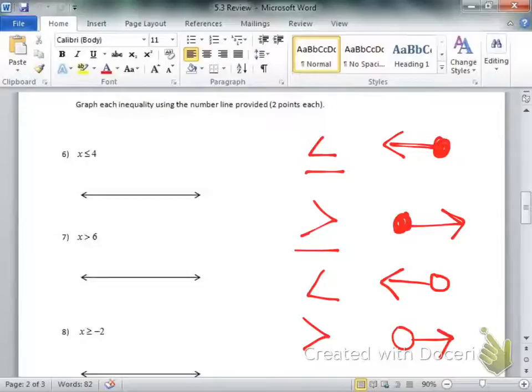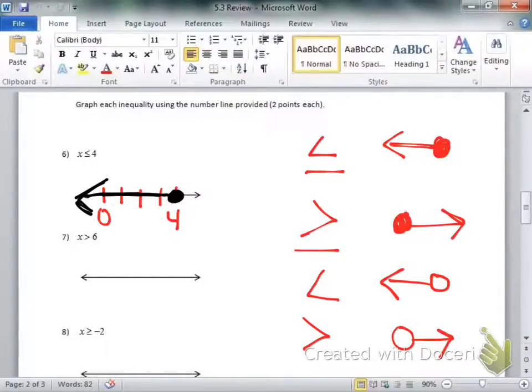So number 6, I'll need 0. You always need 0. It's like a frame of reference for these. 1, 2, 3, and 4. It's less than or equal to, so I want to circle the 4 and fill it in since it is an or equal to. And then the numbers that are less than 4 are to the left on your number line. So shade to the left and darken the arrow because it's all the way to the left. All the numbers to the left.